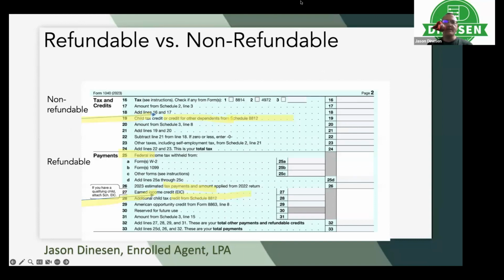So first, here on the Form 1040, I highlighted where non-refundable credits go. Non-refundable credits are up at the top and offset tax liability. And then you have refundable credits, which are down at the bottom. And it goes along with tax withholding from W-2s and estimated tax payments and so forth. Earned income credit is down there. Part of the American Opportunity Credit is down there.